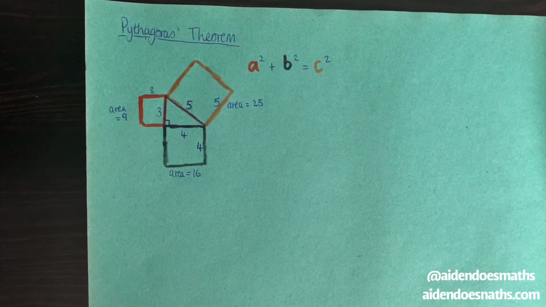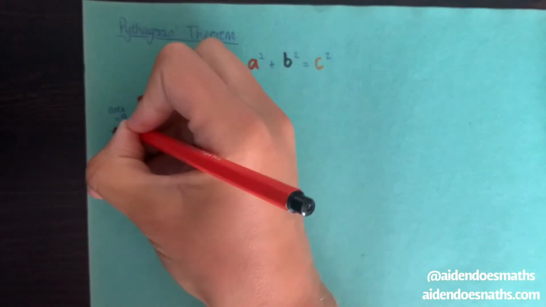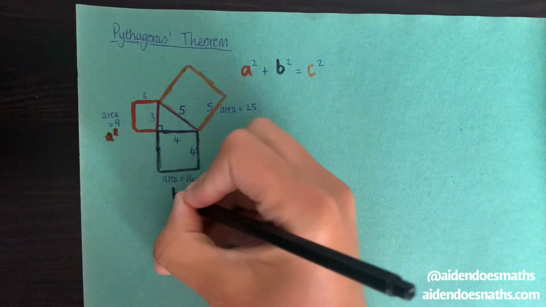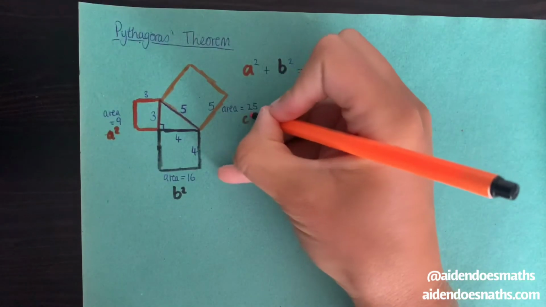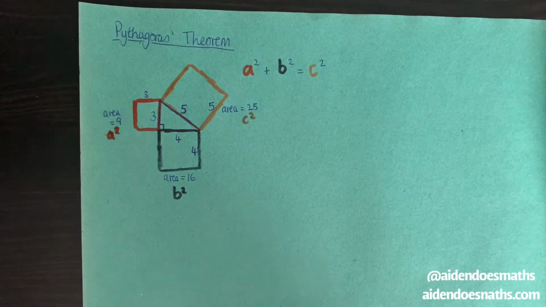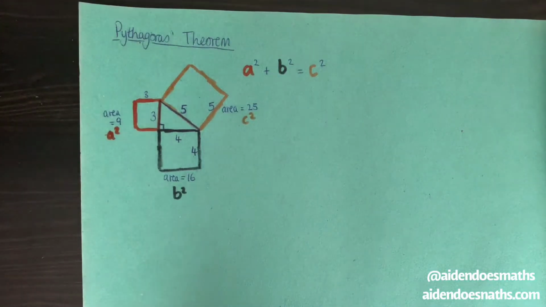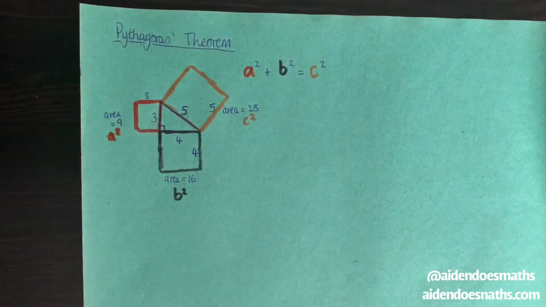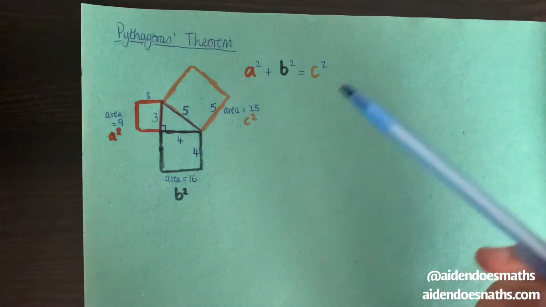So what we've done there, we could also label these as A squared, B squared, and C squared. So we said that the side with length 3 was A, the side with length 4 was B, the side with length 5 was C. So we've got A, B, and C here, A squared, B squared, and C squared. We've also got it here, here, and here. Does that make sense within our equation then?